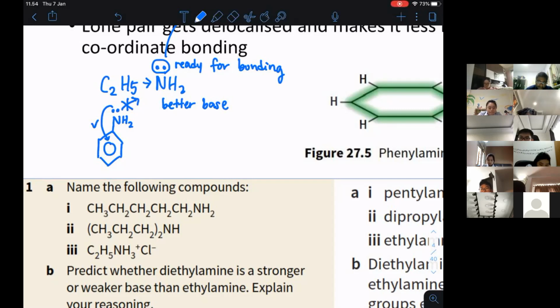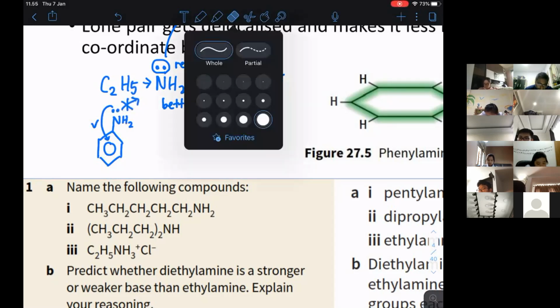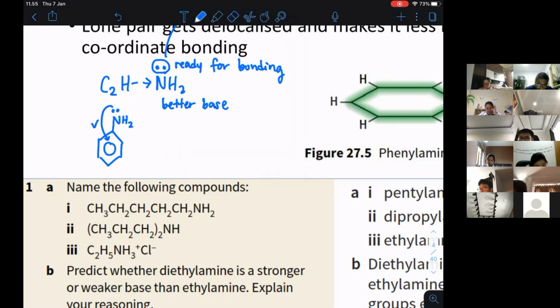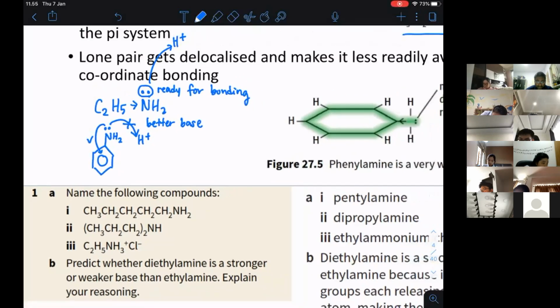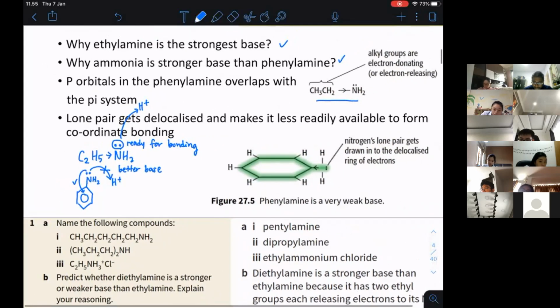Therefore, if suddenly I have, for example, H plus coming over there and trying to say, I want the lone pair, this one will not be readily available for bonding. So a dative bond cannot be formed. Because of that, phenylamine will become a poor base compared to ethylamine. So you see here, they have mentioned the p orbitals in phenylamine.